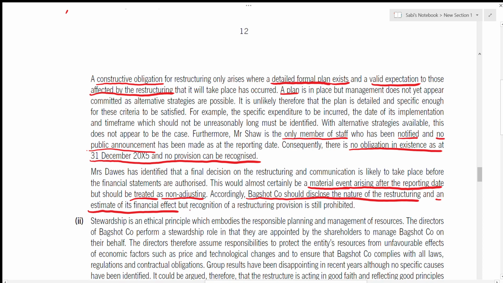Just see, this needs to be there. These are the keywords. I've highlighted the keywords in your answers. Without this, you cannot expect to get the full maximum marks. You need to get these points. Recognition of restructuring provision is still prohibited. When something is non-adjusting, you have to know what things you need to do. When something is adjusting, you should know what you have to do.